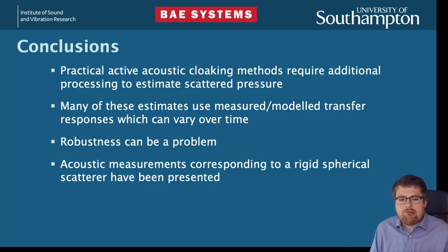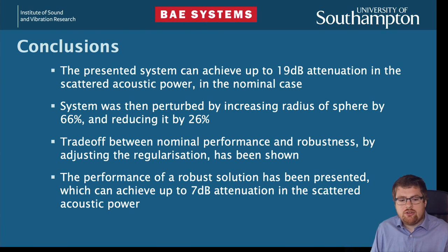To conclude, a practical active acoustic cloaking system requires additional processing methods to estimate the scattered pressure. These methods use measured or modelled transfer functions, which can vary over time, therefore leading to a problem with robustness. We've investigated the effect of robustness on active acoustic cloaking using measured data corresponding to a rigid spherical scattering object. The presented system can achieve up to 19 dB of attenuation in the scattered acoustic power in the nominal case, when robustness is not considered. If we perturb the system by increasing the radius of the spheres by 66% or reducing it by 26%, the performance reduces.